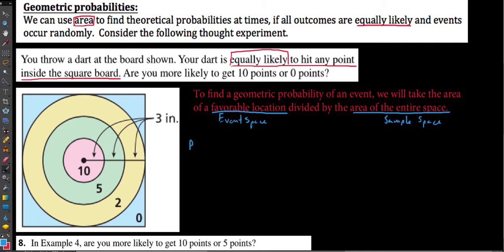So when it comes to the probability of an event, we're going to write this down here. We're going to say the area of the favorable region divided by the area of the total region.